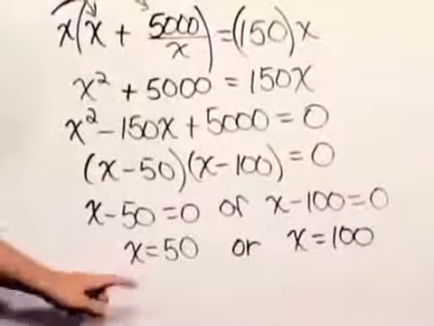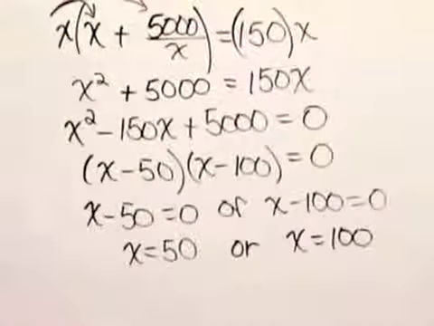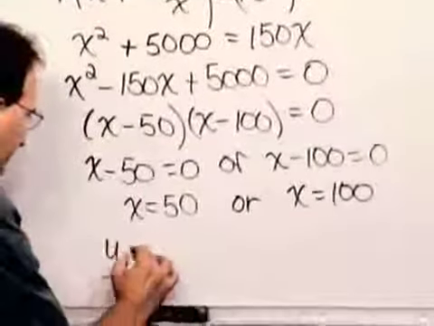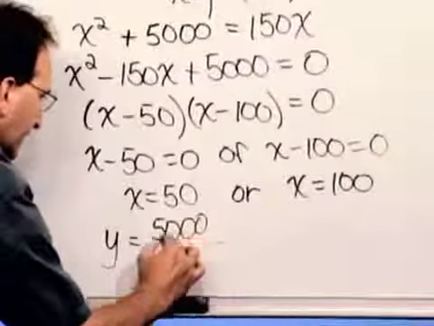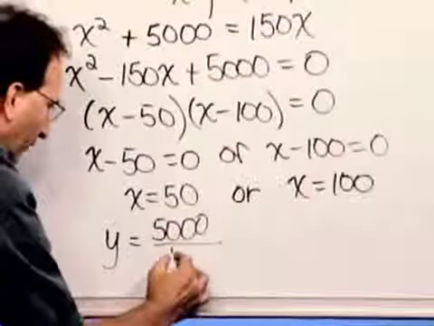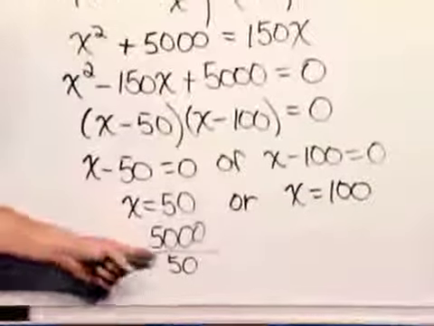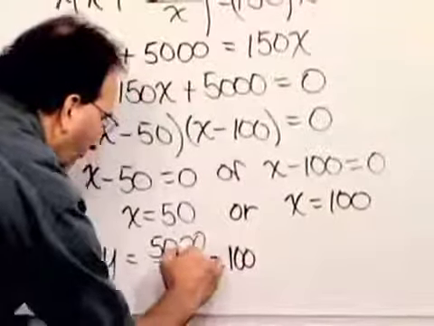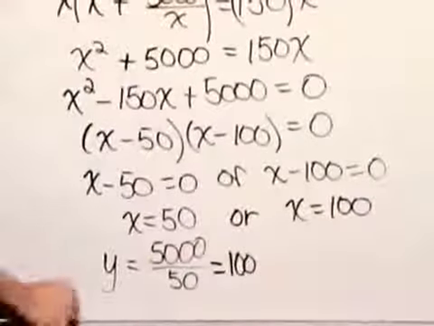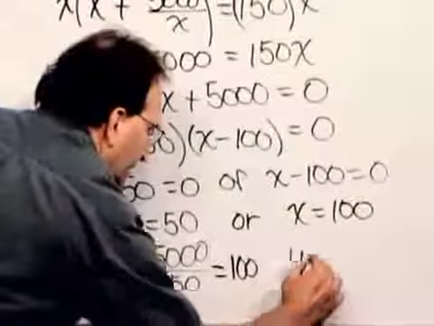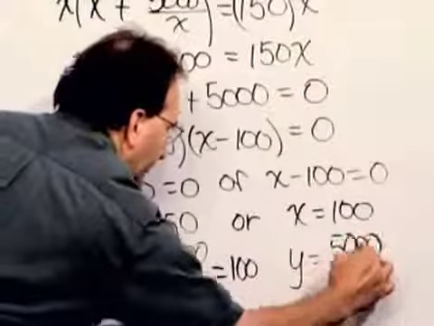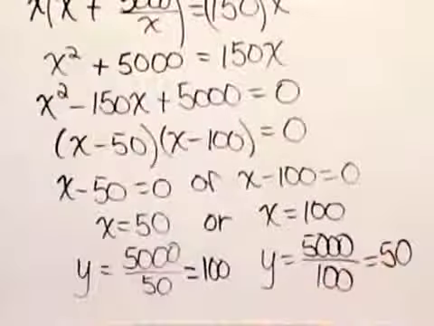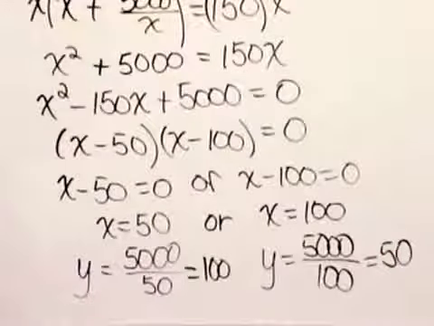Now that's just the value of x. We need to calculate the value of y. Remember that we have the equation that y is equal to 5,000 divided by x. Or in other words, for the first value of x, 5,000 divided by 50, which gives us an answer of 100 for y. Applying the same equation to the second value of x, it would be 5,000 divided by 100, which equals 50. So we have two possible answers here that we're looking at.